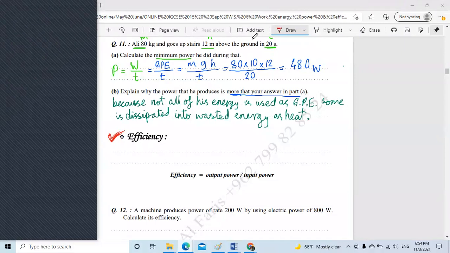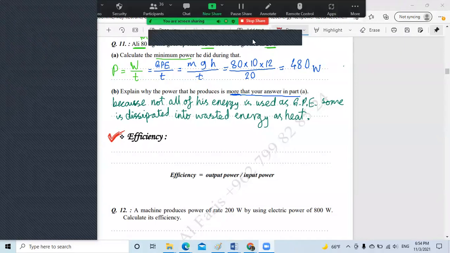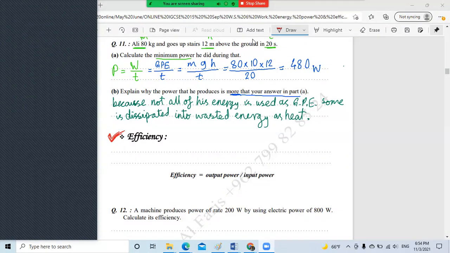Exactly. You feel that the engine is hot. Why? Because not all the chemical energy in the gas is used as kinetic energy. Some of it is used as what? Thermal energy to heat up the engine of the car.